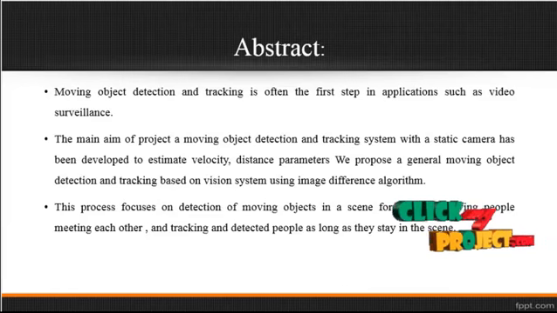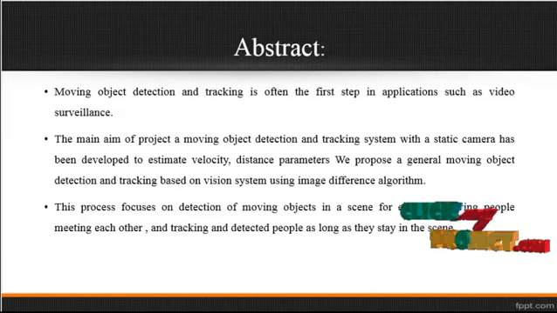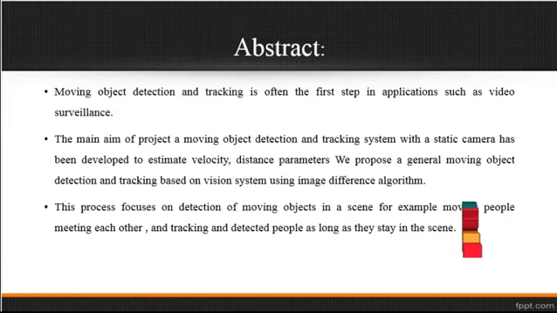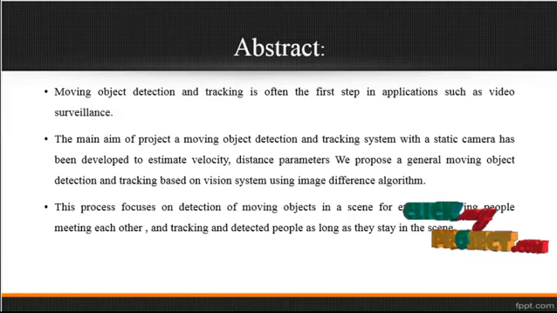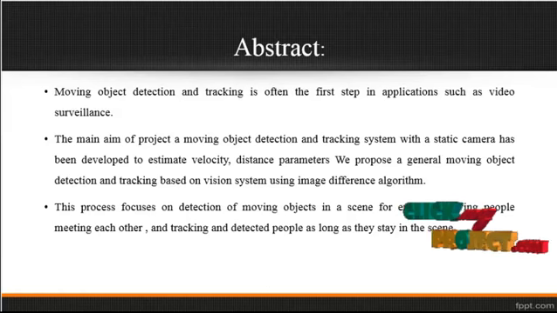Now we are going to discuss the abstract for the project. Moving object detection and tracking is often the first step in applications such as video surveillance systems. The main aim of this project is moving object detection, and a tracking system with a static camera has been developed. To estimate the velocity and distance parameters, we propose a general moving object detection and tracking system based on vision, using image difference algorithms.